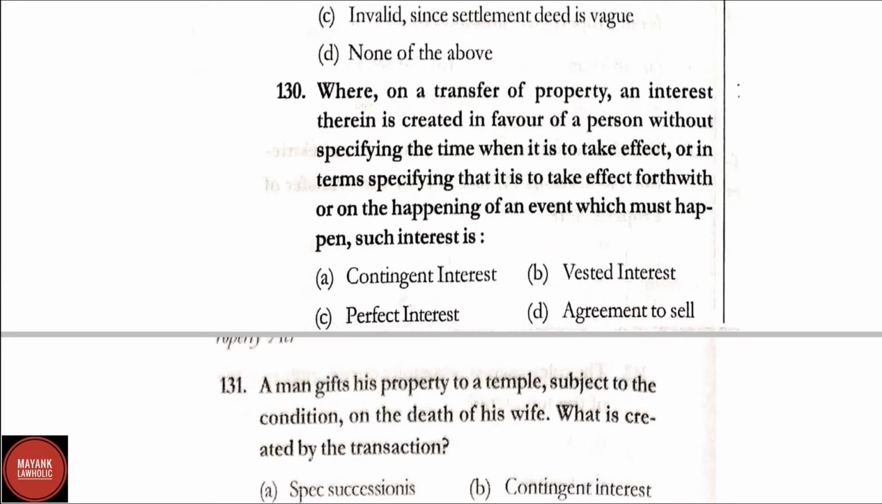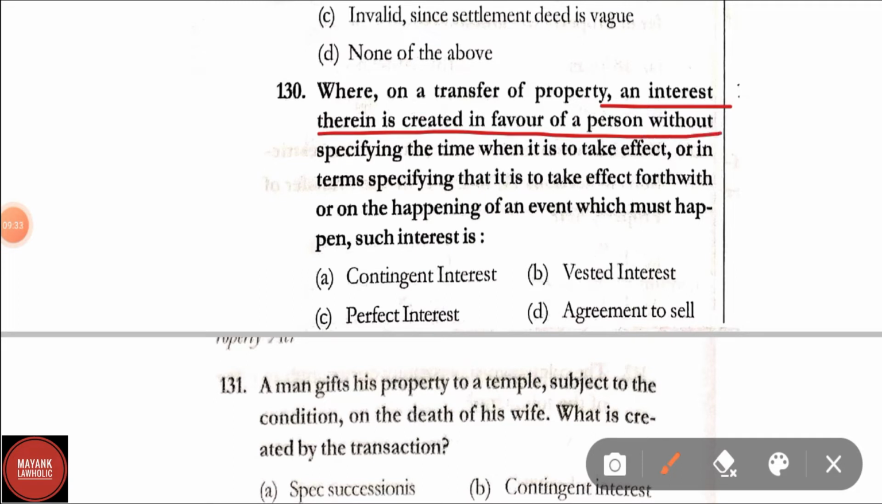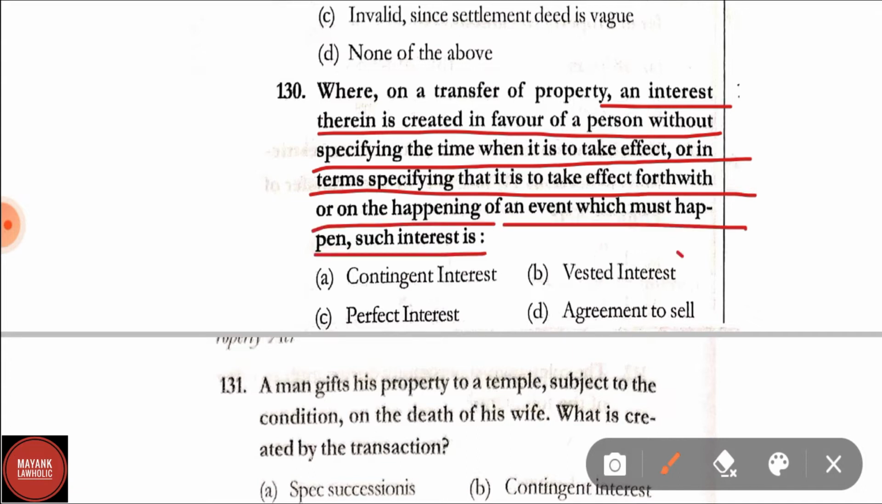Question number 130. Where on a transfer of property an interest therein is created in favor of a person without specifying the time when it is to take effect, or in terms specifying that it is to take effect forthwith or on the happening of an event which must happen, such interest is: contingent interest, vested interest, perfect interest, agreement to sell. Correct answer is option B, that is vested interest.